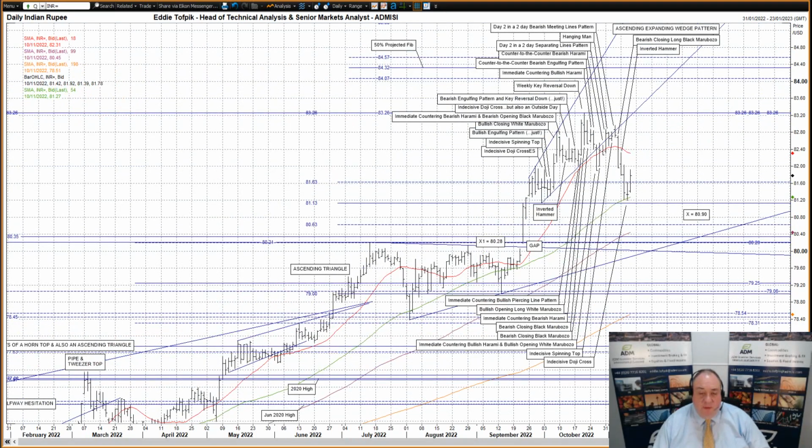US dollar against the Indian rupee. An indecisive doji cross yesterday as the market based itself for a second session on the rising short-medium moving average, currently 81.27, as well as the further support a little lower from the recent 50% Fibonacci line at 81.13.